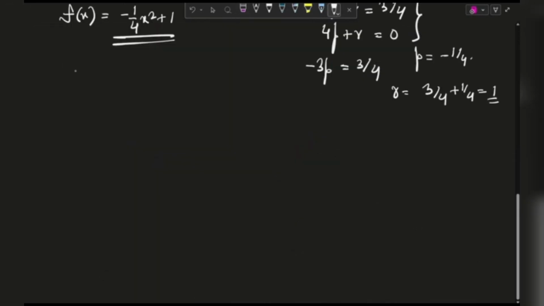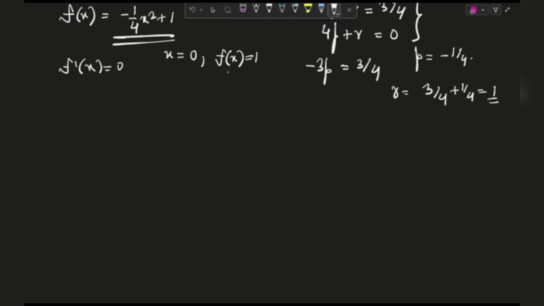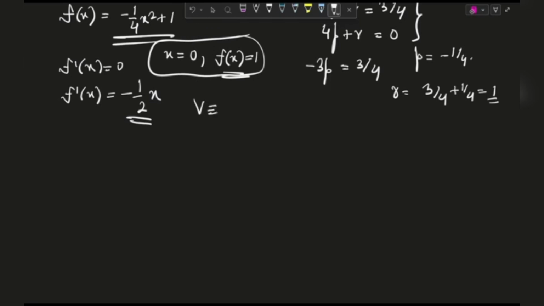So to find out the maximum value of f(x), we have to put f'(x) as 0. So let's try to find f'(x). One more thing you will notice is that at x equal to 0, our f(x) is 1. And if you find f'(x), the 1 goes to 0, and the minus half term becomes x. So basically it is 0 at x equal to 0. So we have got our point V. Our point V will be (0, 1).